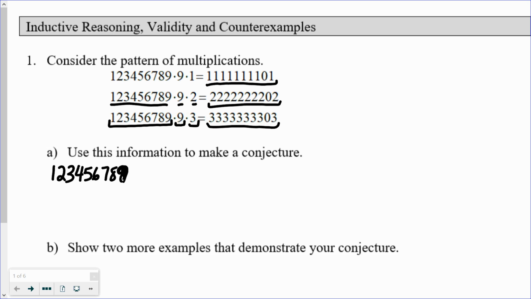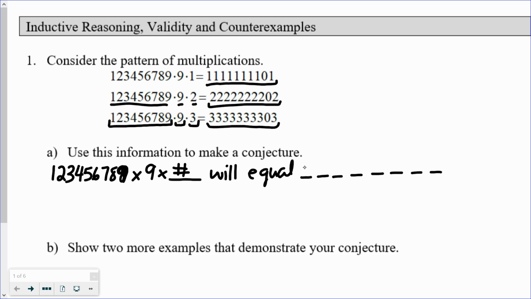So I'm going to say if I take the number 123,456,789 and I multiply it by 9, and I multiply it by a number, this is me really simplifying the conjecture process, it will be equal to whatever that number was 8 times, then a 0, and then that number again.